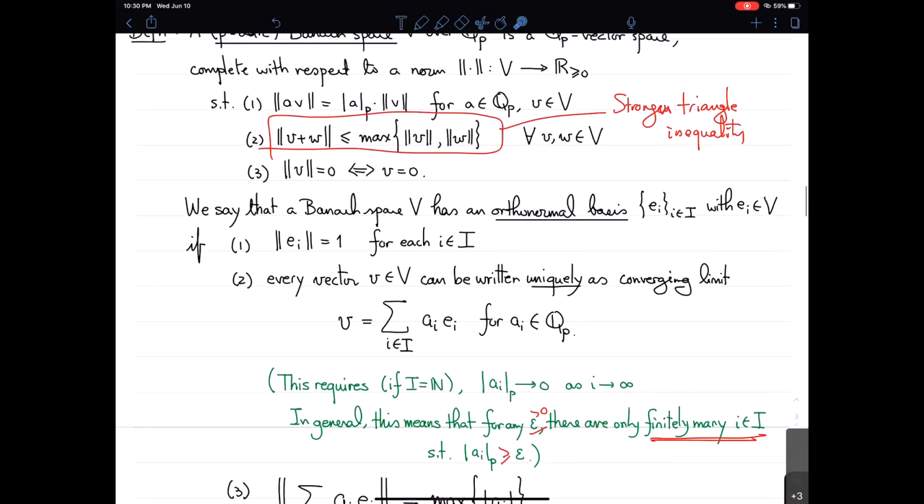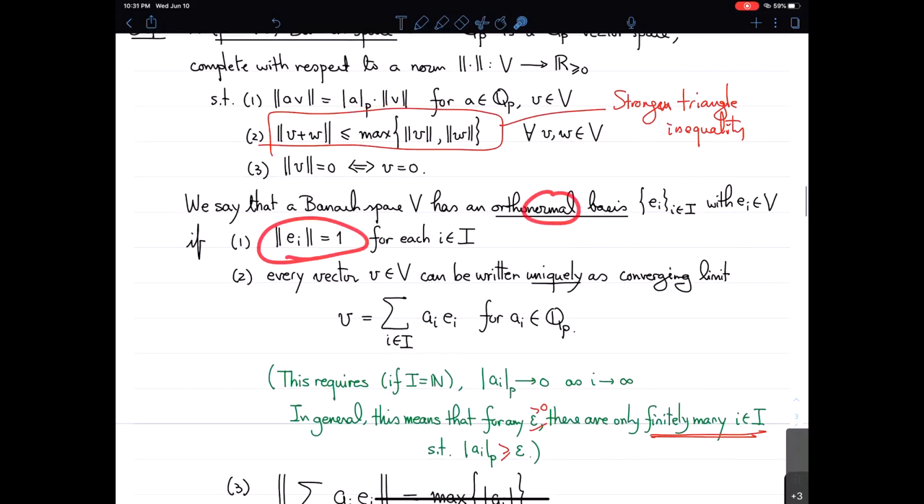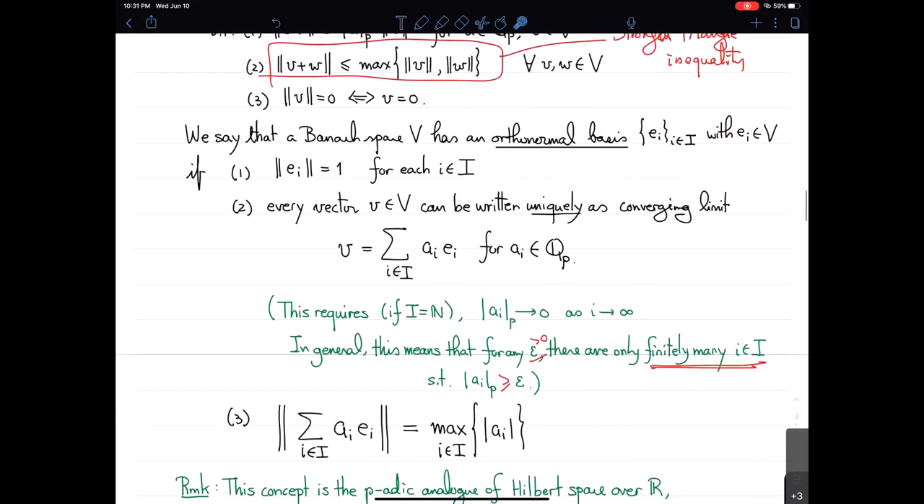So that explains the word. The first condition explains the normal. The next condition explains the basis. Now I want to explain what ortho, orthogonal, means. It means that if you take the norm of this vector as written here, then that's just the maximum of the p-adic norms of all the coefficients. Because we know that the norms of these a_i go to 0 as i goes to infinity, so the max will always be achieved at some a_i.